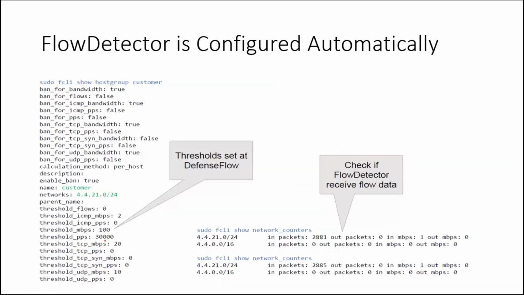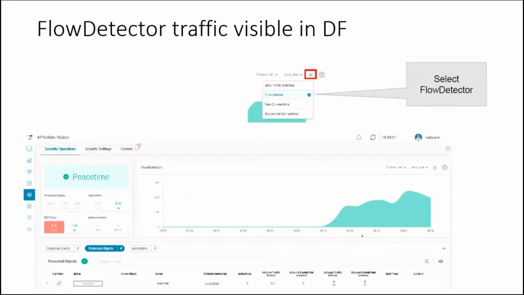We can see here on the CLI as well: threshold Mbps 100, then threshold TCP 20, and similarly for UDP, it's 10. So the threshold is set at Defense Flow. Now check if Defense Flow receives flow data. With the help of these commands, we can see whether the flow detector is receiving the flow data.